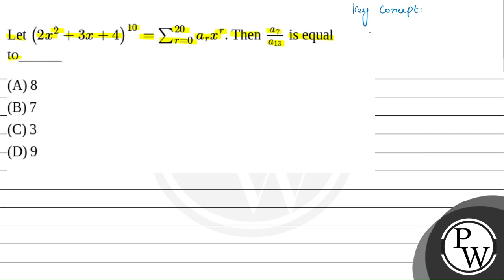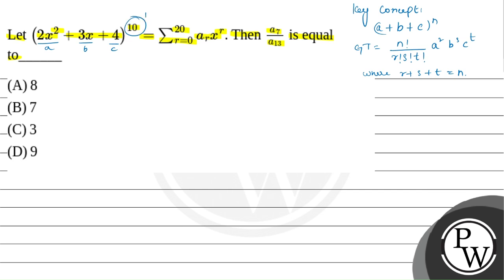The key concept of this question is: if there is a binomial expansion of (a + b + c) to the power of n, then the general term is given by n factorial divided by r factorial, s factorial, t factorial, a^r b^s c^t, where r + s + t = n. Now here we have this term as a, this term as b, this term as c, and 10 as n.